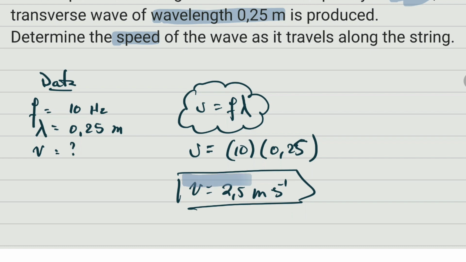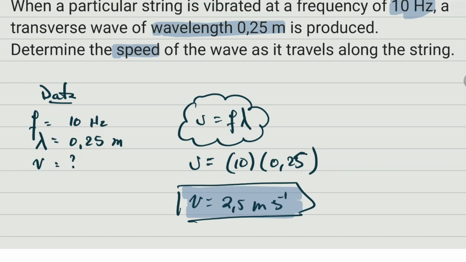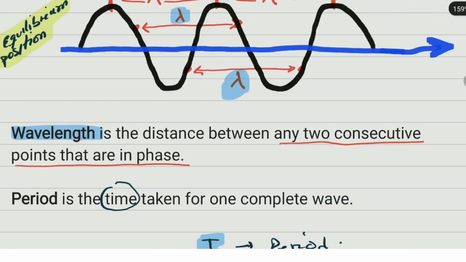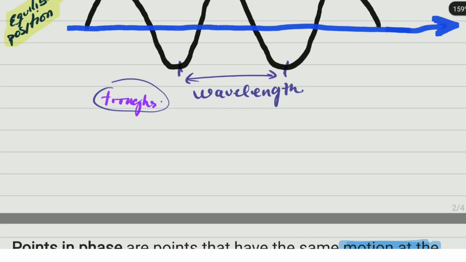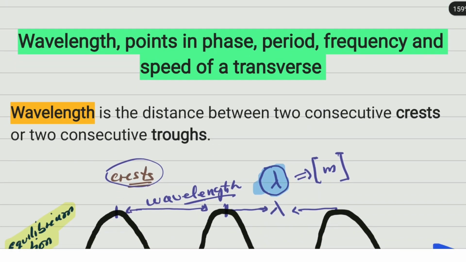And guys, this is all for now. Next time we're going to be doing a question on this work on transverse waves, which will be practicing everything.